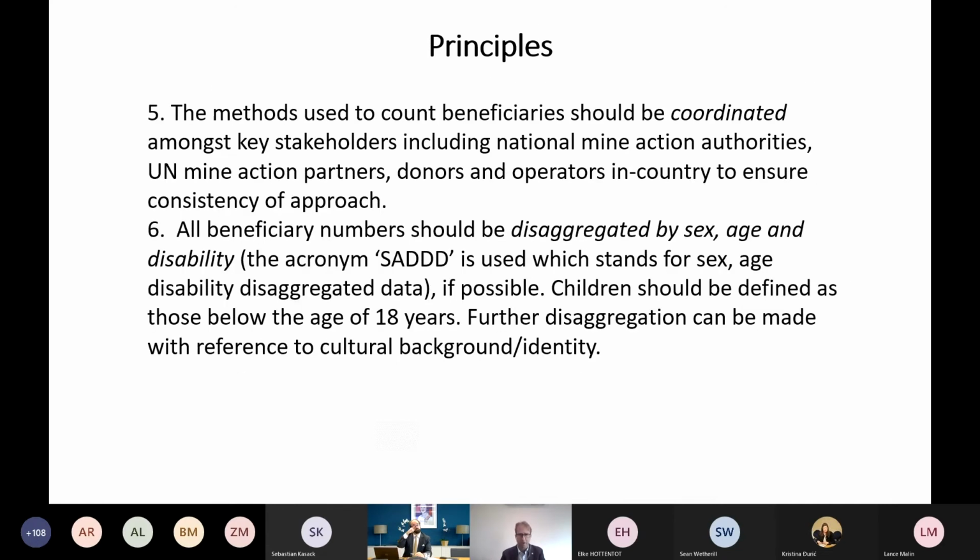Number 5, we do anticipate a degree of in-country coordination with key stakeholders, including the national mine action authorities, the UN mine action partners, donors and operators in country, so that there's consistency. That will follow. Number 6, I will leave Elke to expand on that relating to SADDD. Remember that children are defined as those persons below the age of 18 as per the UN Convention on the Rights of the Child. Further disaggregation can certainly be made with reference to cultural background and identity, and we would certainly encourage that. Next slide.